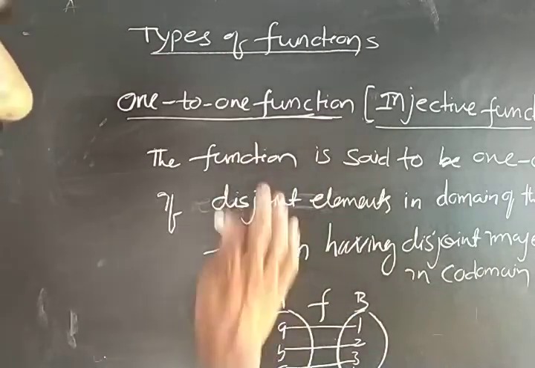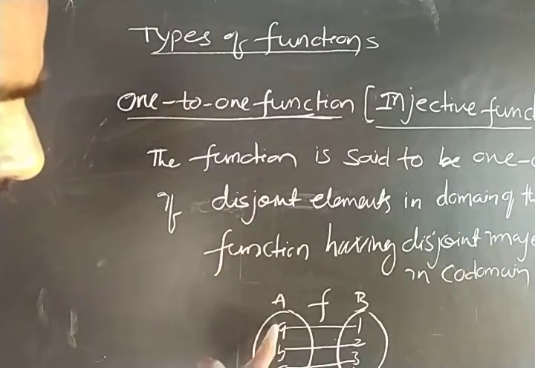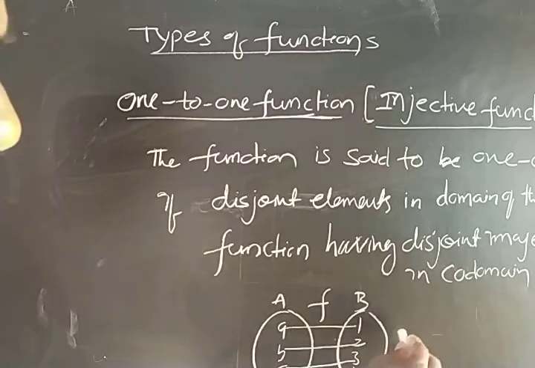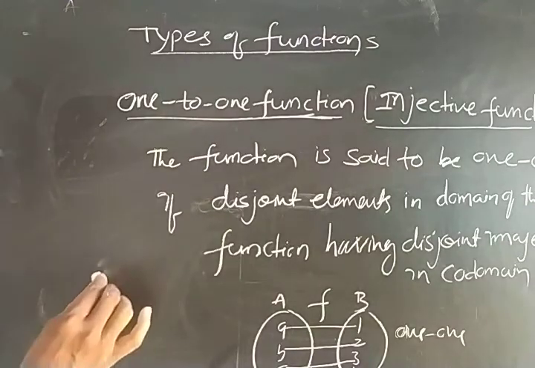Now we can check whether it is one-one or not. For that, you should check whether these elements are different or not. Yes, these elements are different. For these different elements, do we have different images or not? Yes, different images. Now this is one-one. This is one-one. One more example.